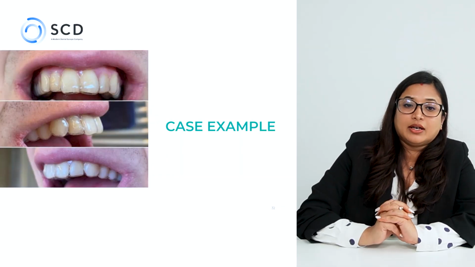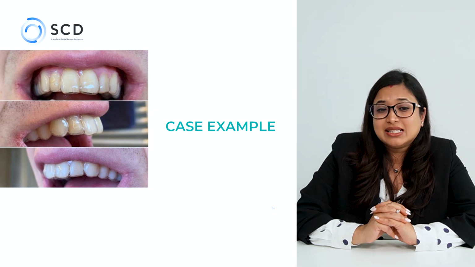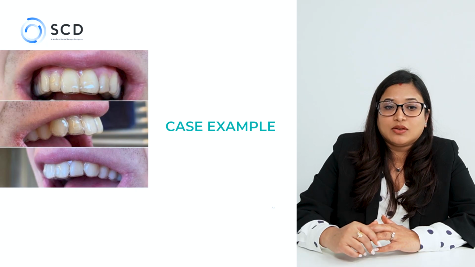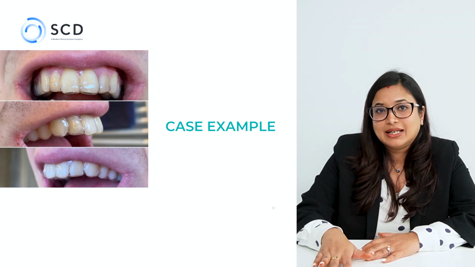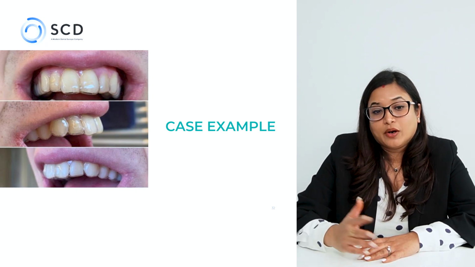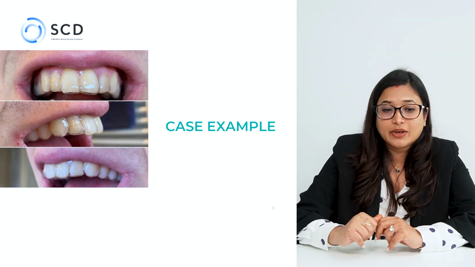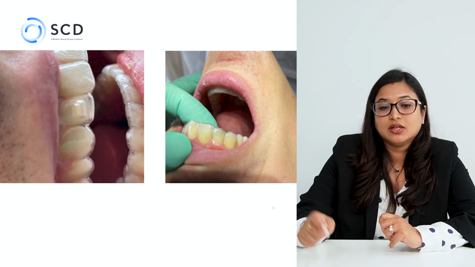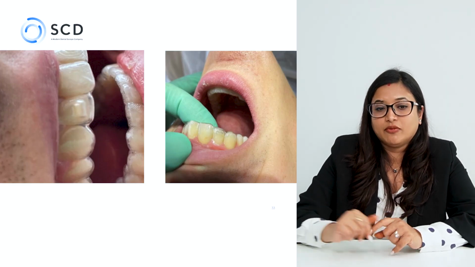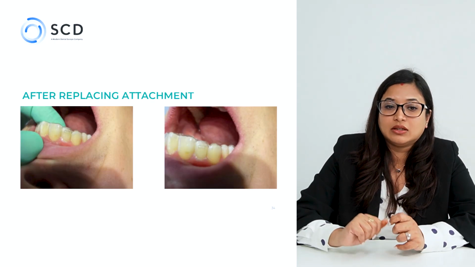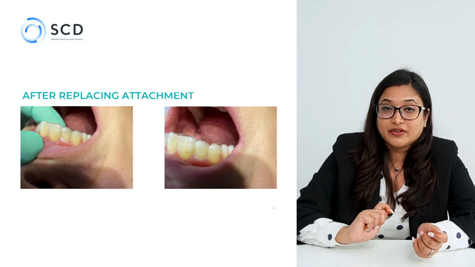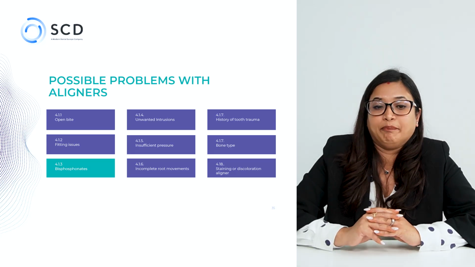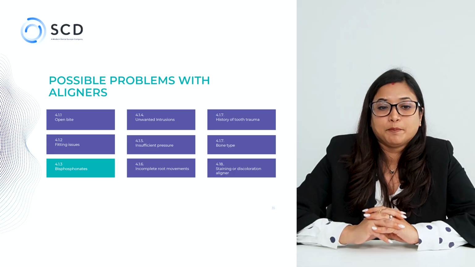So in this case example, you can see that there is a gap between the incisal edges and the aligners. And also you can see that there is an attachment on the lateral, I think 1-2, and it's not seating very well. So what we did is we took out the attachments and we redid the attachments with the help of a window. Then we tried to insert the previous aligner on the new attachments, and it fitted perfectly well. So the problem was solved.